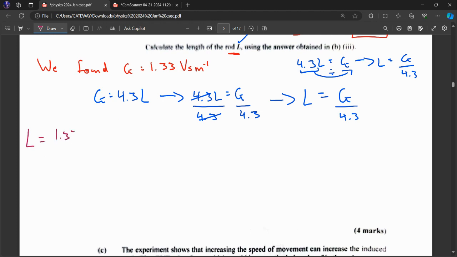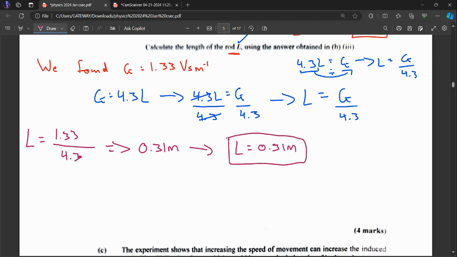So L is equal to G, which is 1.33 divided by 4.3. So when you work this out, you should get something around 0.31 meters, and this is for L. So I will just put it here. L is 0.31 meters.